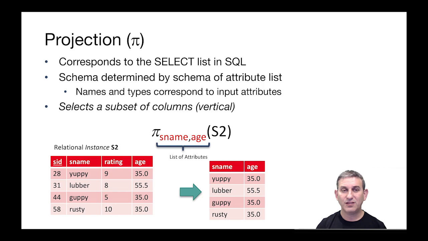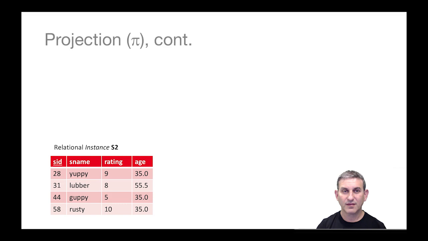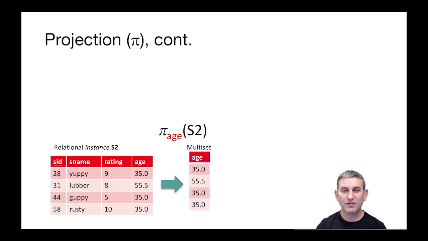In the end, what projection is doing is selecting a subset of the columns from the table. Let's look at another example. In this example, we're going to take the projection of S2 onto just the age column. Now, you might think that we just copy over the age column, but you'll see that that's actually a multiset. It's got duplicates. The actual output of this in terms of relational algebra is a set with 2 values, 35.0 and 55.5. So you can see that duplicate elimination is part of the definition of projection because we're in set semantics in the relational algebra.